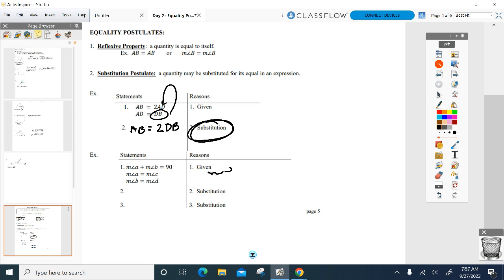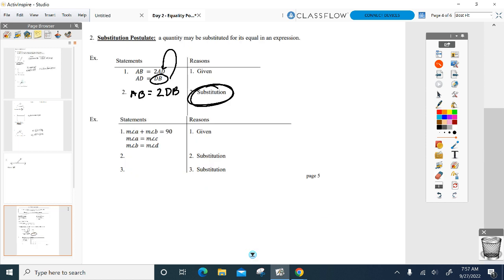Substitution. Okay, substitution. Give me 2 new statements for number 2 and 3. Angle A plus angle B equals 90. A equals C, B equals D. Got to use substitution. I don't want to hear A and B are complementary. I need something. I'm not moving on until I see some stuff written down. Can't be seeing blanks. Substitute in an angle that's equal to another one.